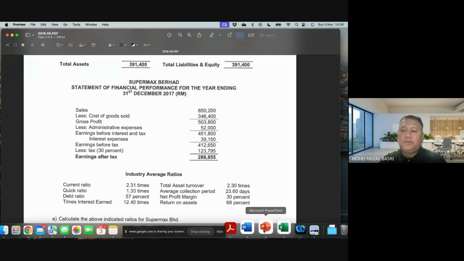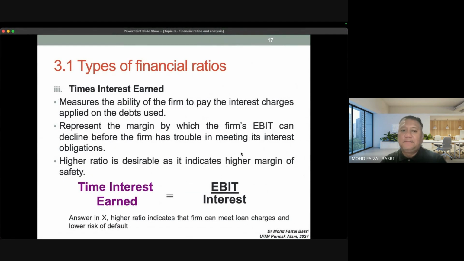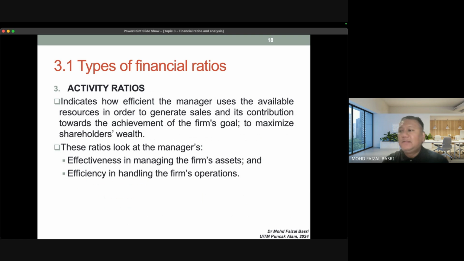Okay, so that is the times interest earned. Dalam case ni lagi tinggi lagi bagus. Dalam case yang tadi, Supermax has lower ability to service and meet the loan charges. Right. So that's the second category. So far dah 6: we have liquidity 3, then we have leverage another 3. So moving on to the third category.